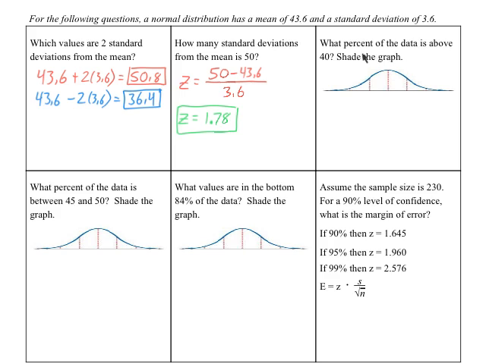Next, what percent of the data is above 40? So let's first think about where 40 is, and we're going to graph it and look at it that way. What I'm going to do first is put the mean right here, 43.6. And then I'm going to subtract 3.6 until I get close to 40. So if I subtract 3.6, isn't that 40? Okay, so if that's 40, we're looking above, aren't we just looking for all that, all the way to there? So that is everything above 40.